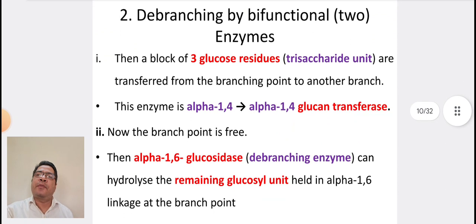Coming to the next point, debranching by a bifunctional enzyme. A block of 3 glucose residues, that is a trisaccharide unit, is transferred from the branching point to another branch. This enzyme is alpha 1,4 glucotransferase. Now the branching point is free. The alpha 1,6 glucosidase, that is the debranching enzyme, can hydrolyze the remaining glucosyl units held in alpha 1,6 linkages at the branching point.